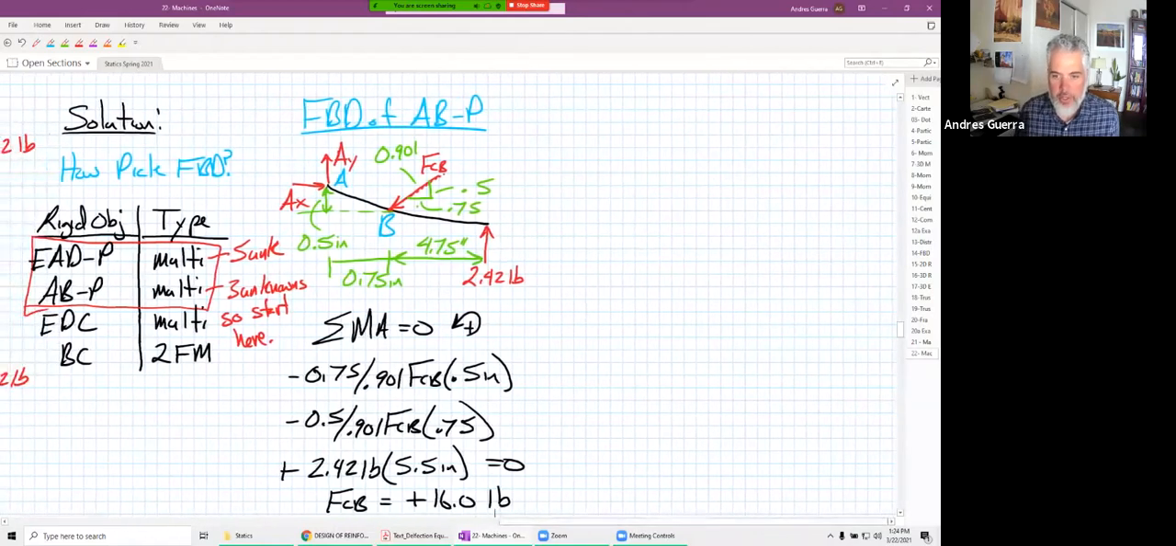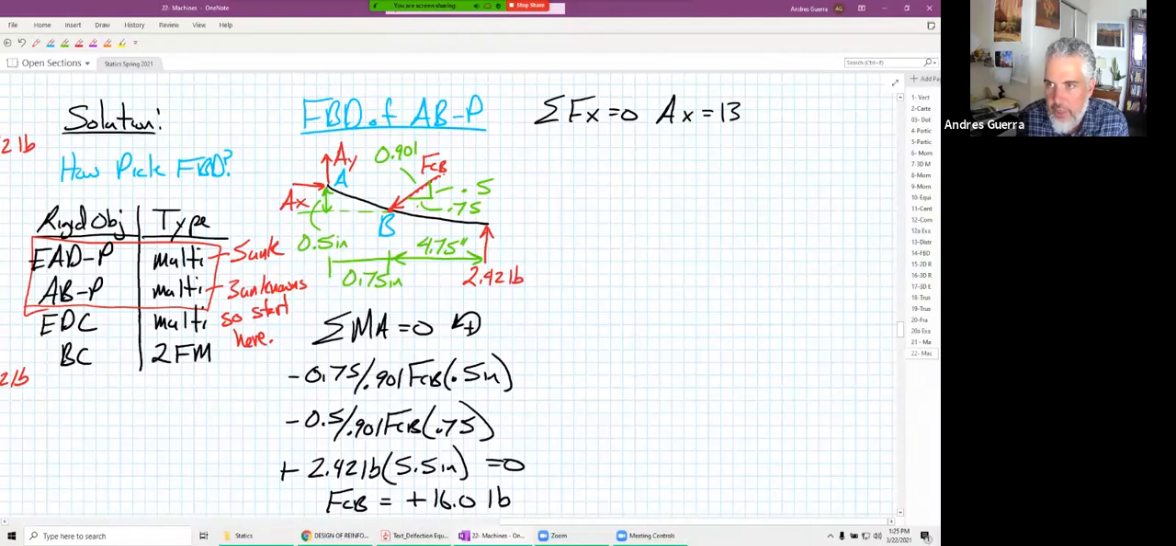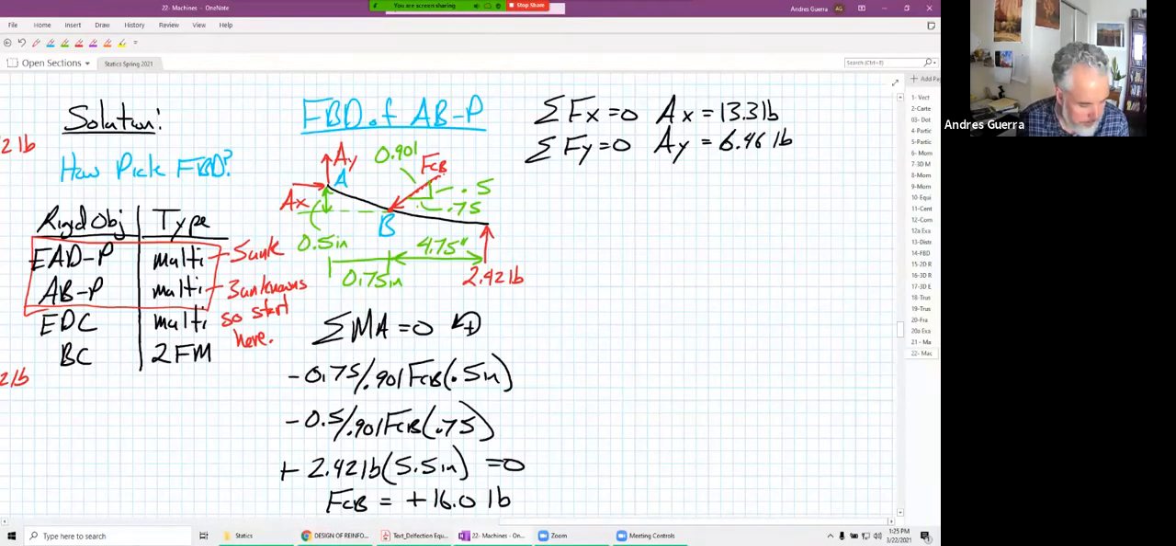Okay, so now we have FCB. We could certainly find AX and AY as well. Let's sum forces in the X equal to 0. I'm not going to write out the equation. We're going to find that AX is equal to 13.3 pounds. If we sum forces in the Y equal to 0, we're going to find that AY is equal to 6.46 pounds.